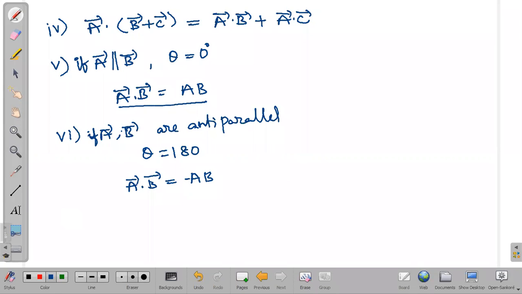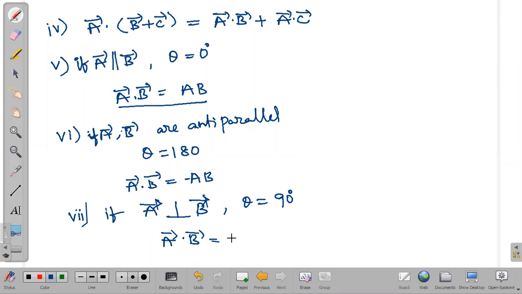And one more we can mention over here: if A bar and B bar are perpendicular to each other, what does it mean? That is theta equals 90 degrees. In that case, we can write A bar dot B bar will be 0, because cos 90 degrees is 0. So AB into 0 becomes 0 only. So A bar dot B bar becomes 0 when the two given vectors are perpendicular to each other.